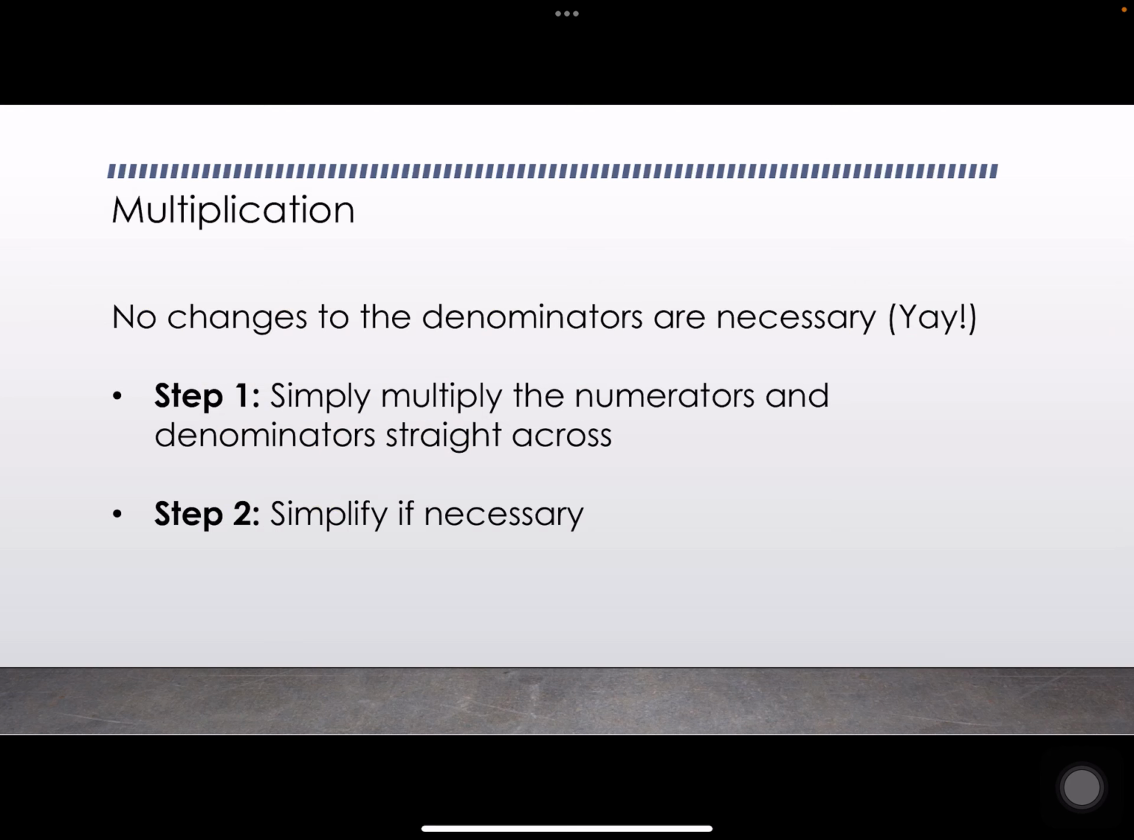In my opinion, multiplication is probably the easiest operation with fractions because you do not need to make any changes to the denominators. You simply line up the two fractions, multiply across for both the numerator and denominator. The only tricky part comes during simplifying the answer. Let's look at an example.